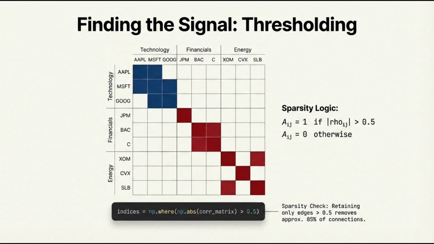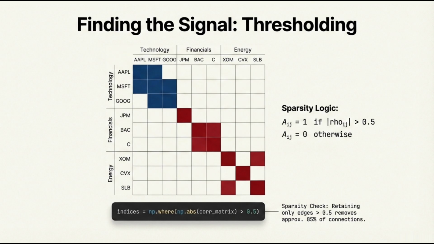The next key step: finding the signal through thresholding. On the left, the heat map now contains only a smaller set of retained cells, and on the right we see the sparsity rule written explicitly. The logic is simple. Keep an edge only if the absolute value of correlation is greater than 0.5, and otherwise set it to 0. In words, we are saying that weak relationships should not count as meaningful links in the final network. The note at the bottom says this removes about 85% of connections, which is a huge reduction.